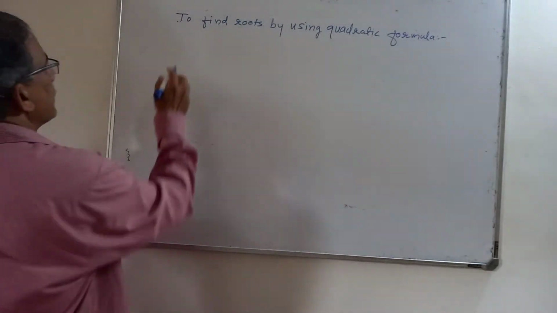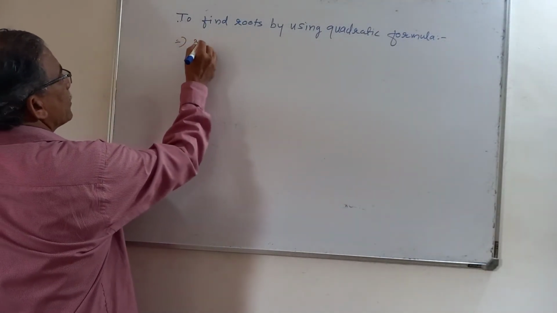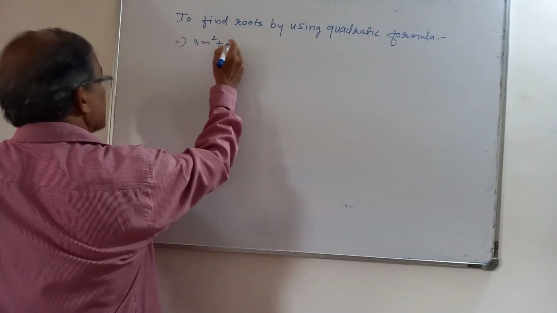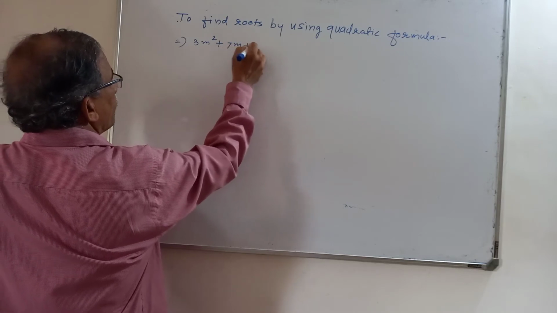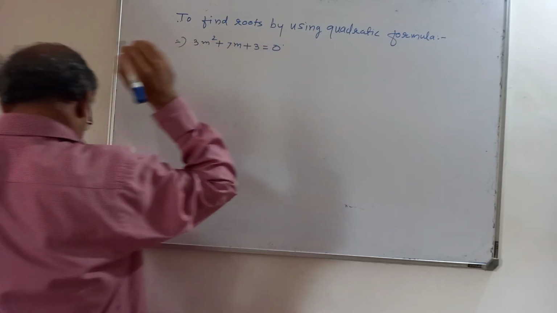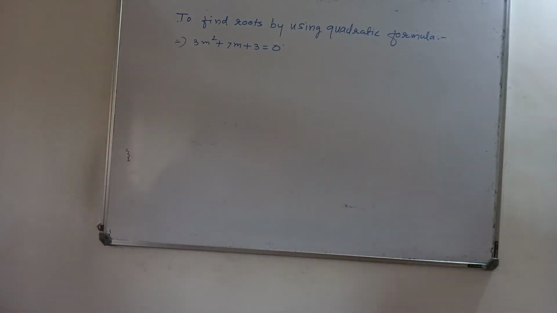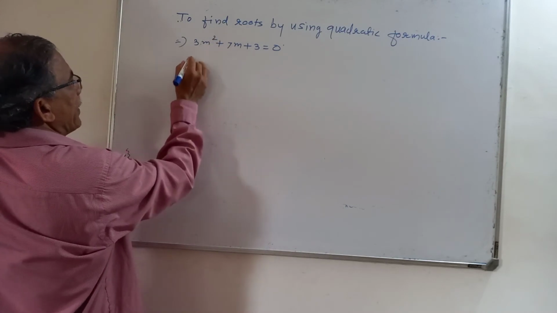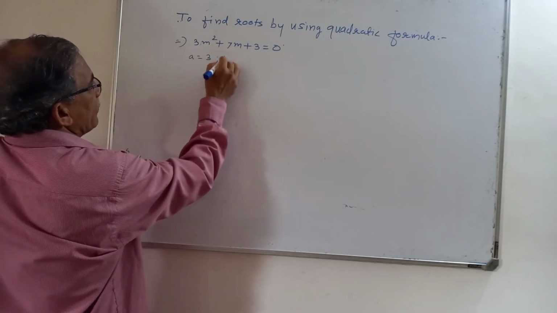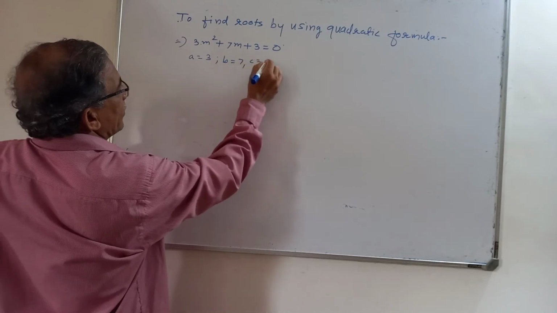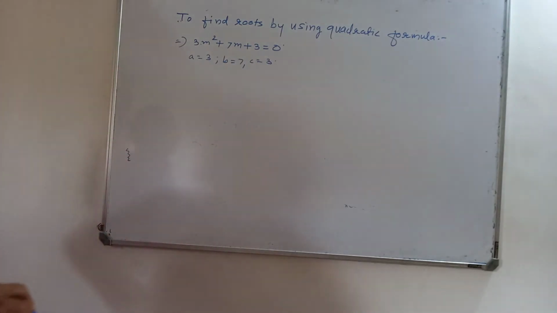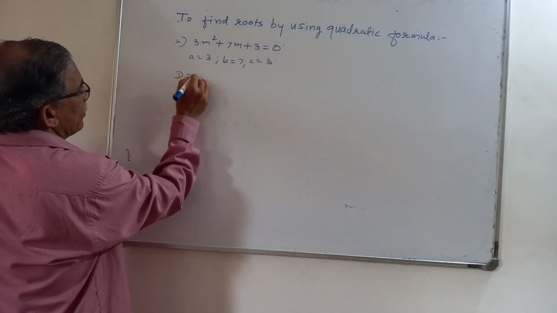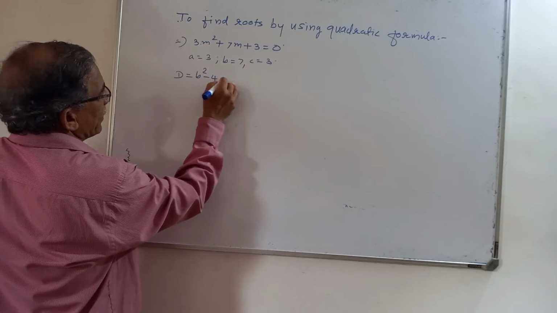So now see example 2. 3m square plus 7m plus 3 is equal to 0. Now again, what is the value of a? Coefficient of m square. a is equal to 3, b is equal to 7, c is equal to 3. So in the quadratic formula, the first step is to calculate D. So D is equal to b square minus 4ac.